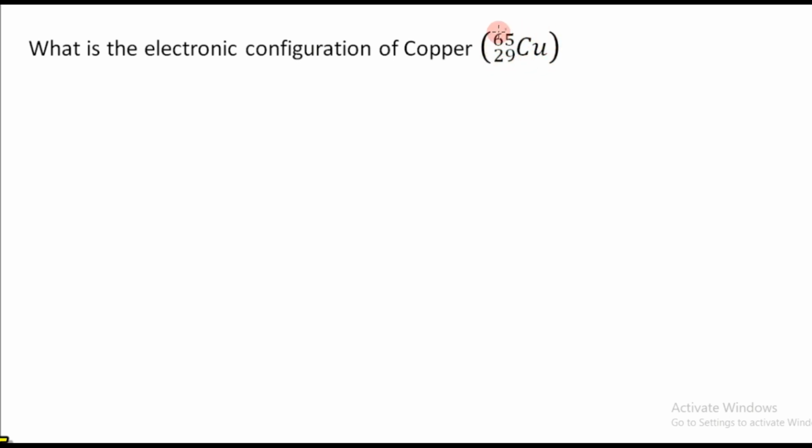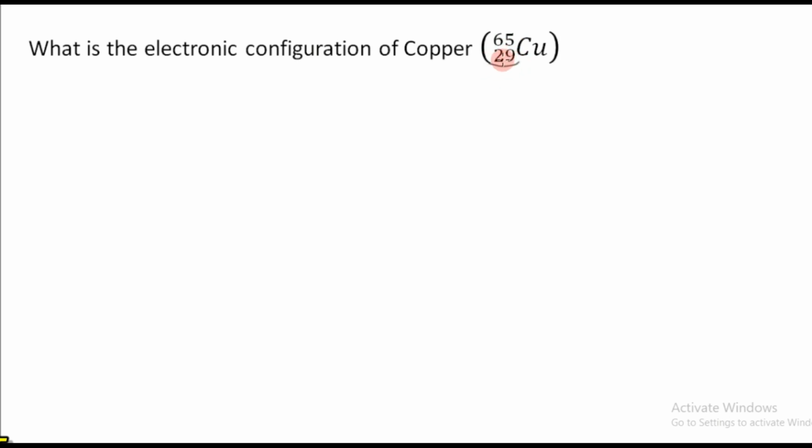So this is a representation of copper, its atomic mass and its atomic number. This is copper, Cu, the symbol. 65 is the atomic mass, 29 is the atomic number. When we are writing electronic configuration, we use the atomic number.